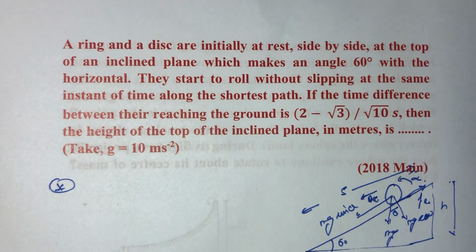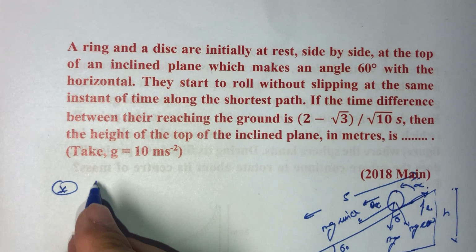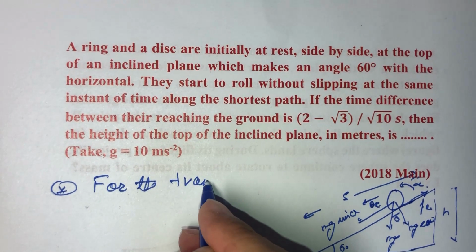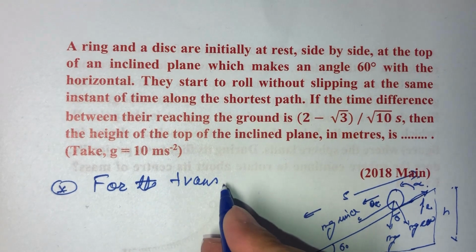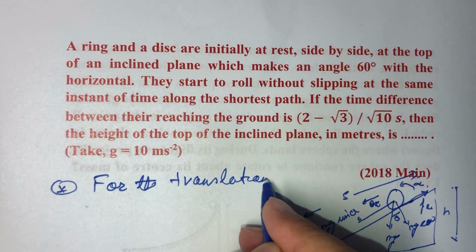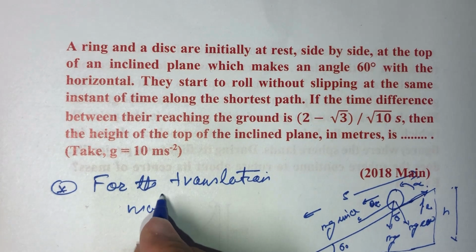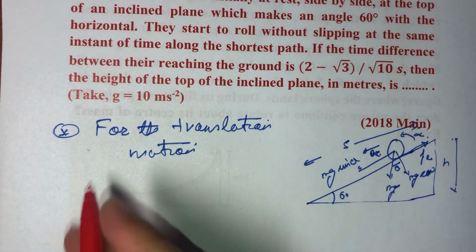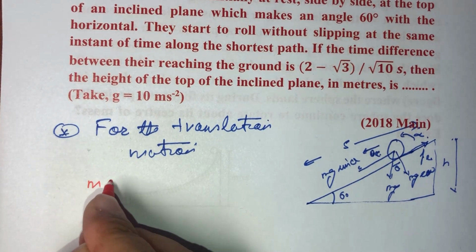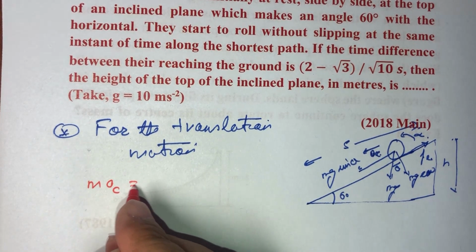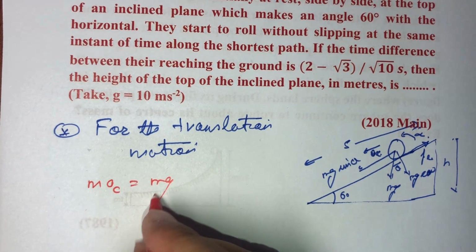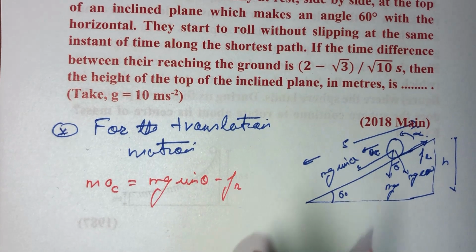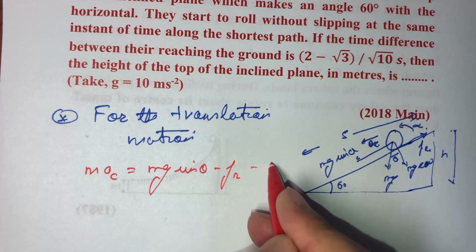So we can say for the translational motion, mass into acceleration, that is m AC, will be equal to mg sin theta minus the frictional force Fr. Let us call this equation number 1.